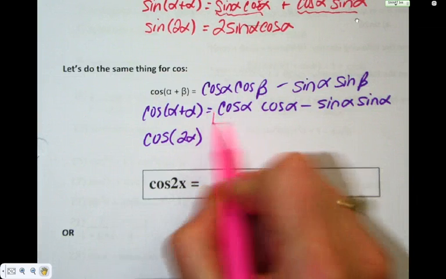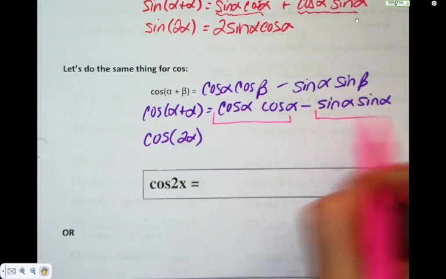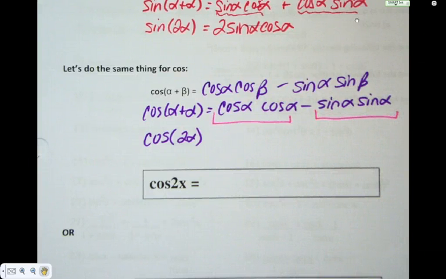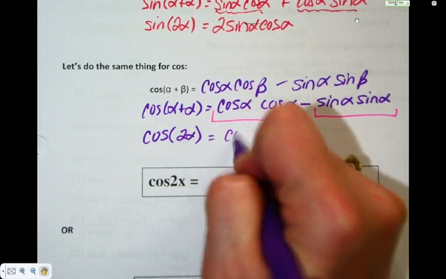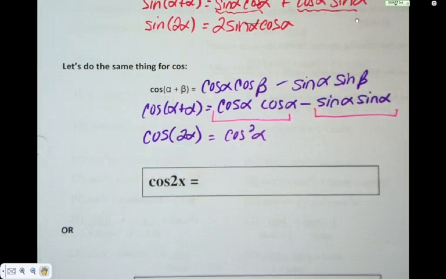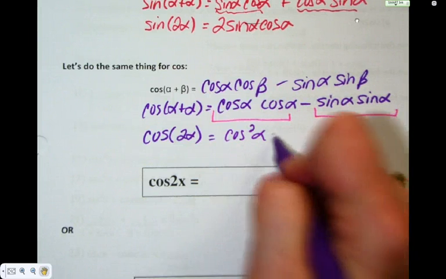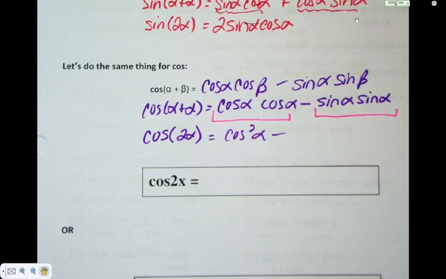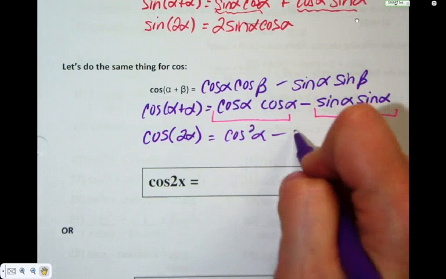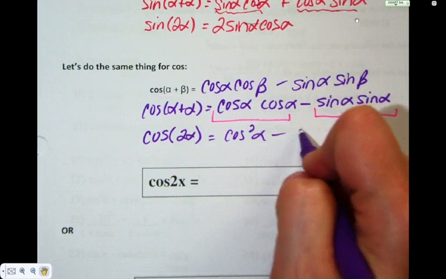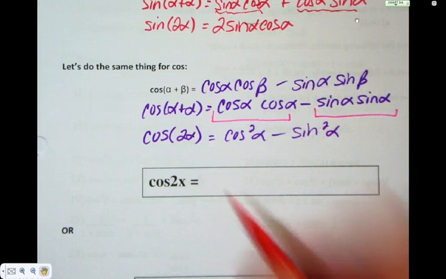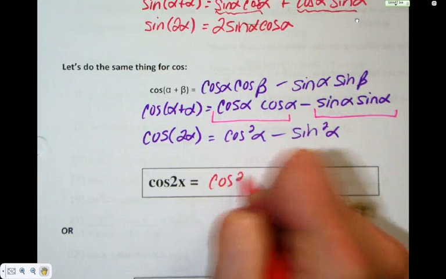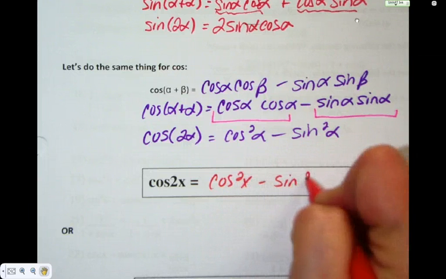On the right, I have a multiplication and a subtraction and a multiplication. What do I have to do first? So cos alpha times cos alpha, cos squared alpha. And a sine alpha times itself, sine squared alpha. So there's the formula for cos 2x. It's cos squared x minus sine squared x.